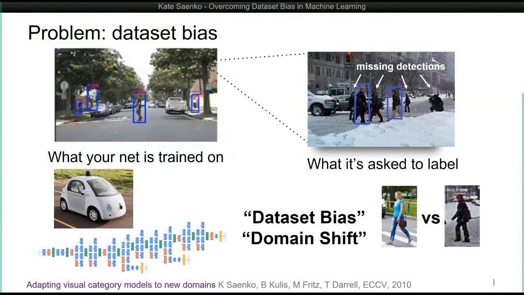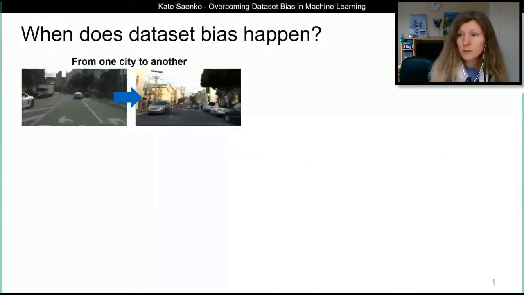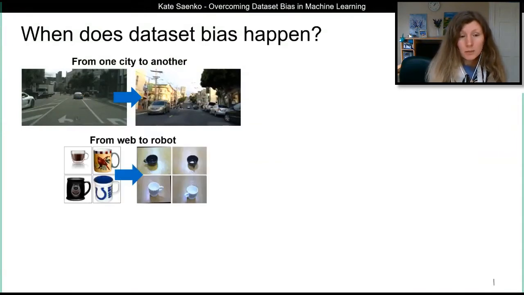So the problem of data set bias is essentially this issue that the training data looks different from your test data that you're actually faced with. It's different in terms of the distribution of data. That's a more general way of putting it, but you might qualify it, for example, as a difference between one city that you trained on and a new city that you're testing on. Or it could be a data set bias to images collected on the web, whereas at test time you are getting images from a robot, which also look different. They have different backgrounds, different lighting, and different pose.